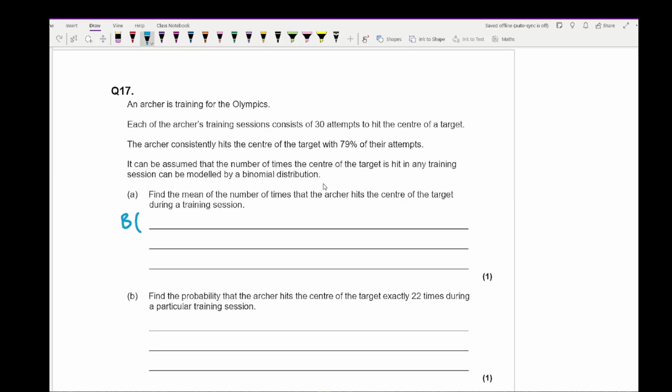Now, the fact that we know it's a binomial distribution, we need to set our parameters. So we've got 30 attempts, so the sample size is 30, and the probability of success is 0.79. This is our parameter, and it's really important that you state it somewhere in these questions. It's only worth 1 mark, so probably won't get a mark for it, but if it was worth more, that would definitely be worth 1 mark. To find the mean of a binomial distribution, we just multiply n times p. So this is 30 multiplied by 0.79, which gives me an answer of 23.7.